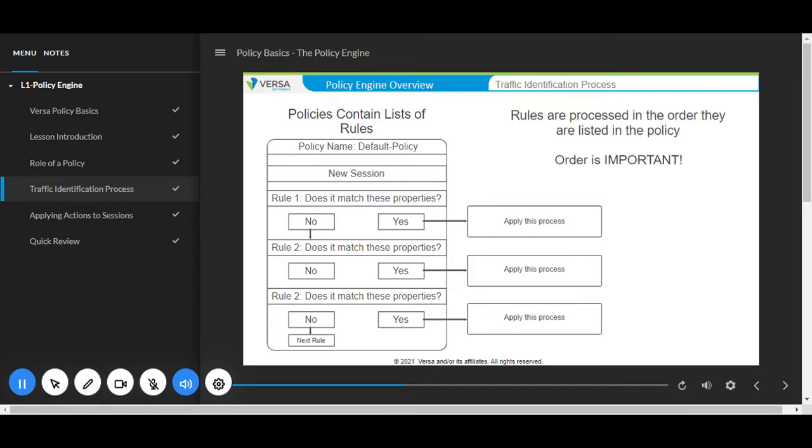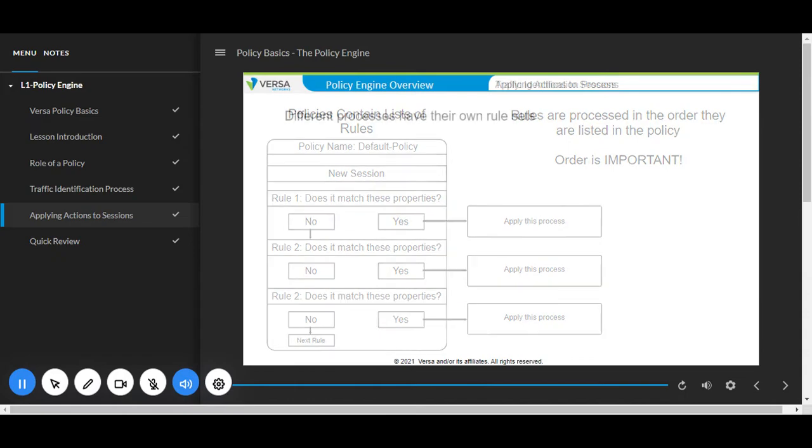The order of the rules is very important within a policy, as a session is only evaluated until it is matched by a rule. Once a session is matched by a rule, a configured action is taken on the session, and the remaining rules are not processed for that session. This is called a terminating action, which means the rule processing is terminated once a match and action is performed.